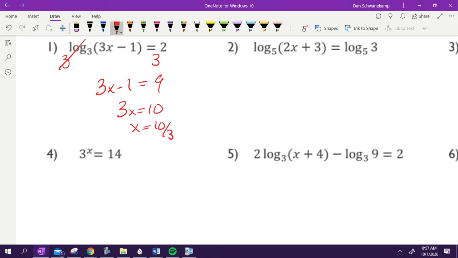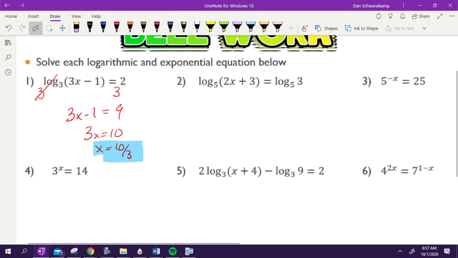All right. Again, this is the exact answer. Not going to your calculator is an exact answer. If they asked you for the approximate answer, you would take 10 divided by 3 and get 3.333. Okay, that would be your approximate answer. That's the exact. Let's look at number 2.